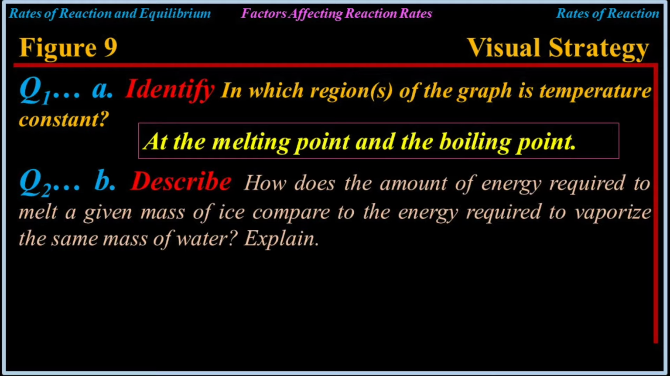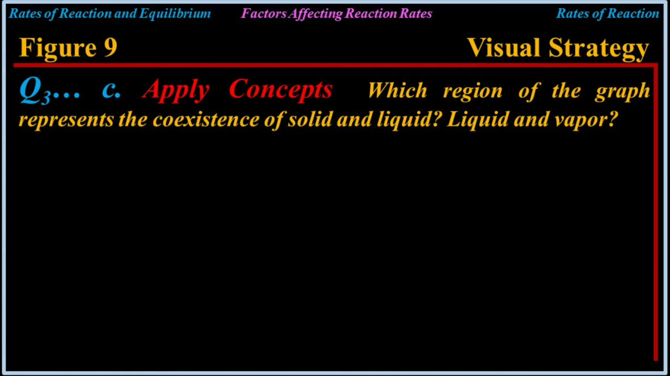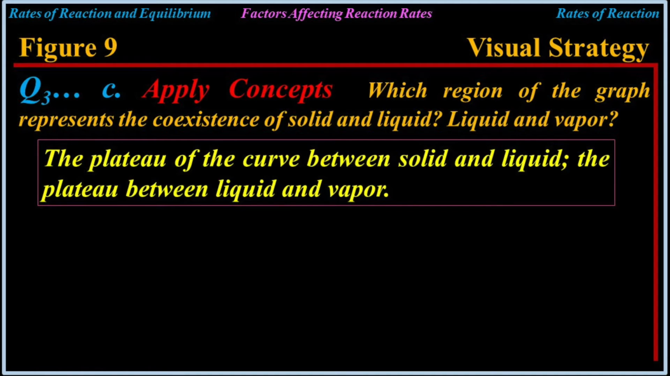Describe how the amount of energy required to melt a given mass of ice compares to the energy required to vaporize the same mass. It takes much less energy to melt a given mass of ice than to vaporize the same mass of water. The delta H of fusion is much smaller than the delta H of vaporization. Which region of the graph represents the coexistence of solid and liquid, liquid and vapor? The plateau of the curve between solid and liquid, and the plateau between liquid and vapor.